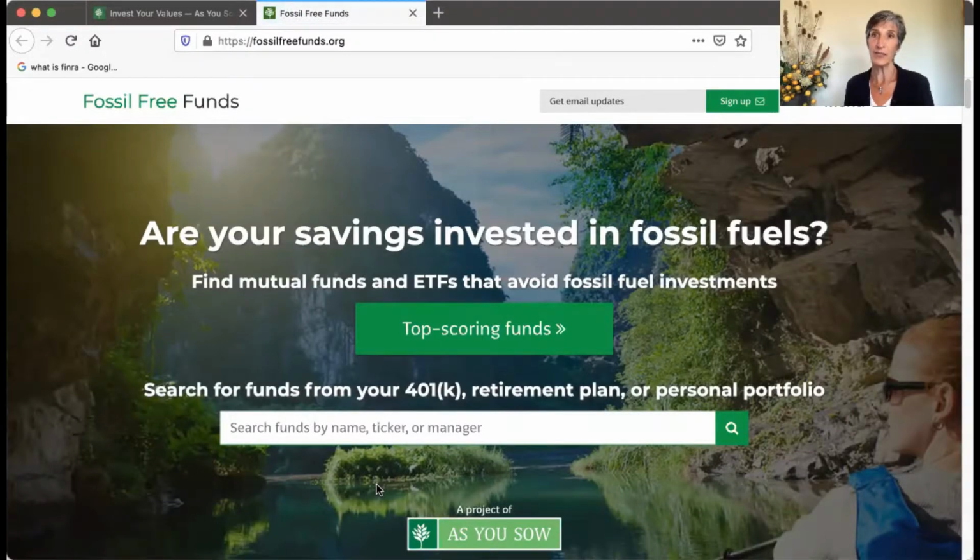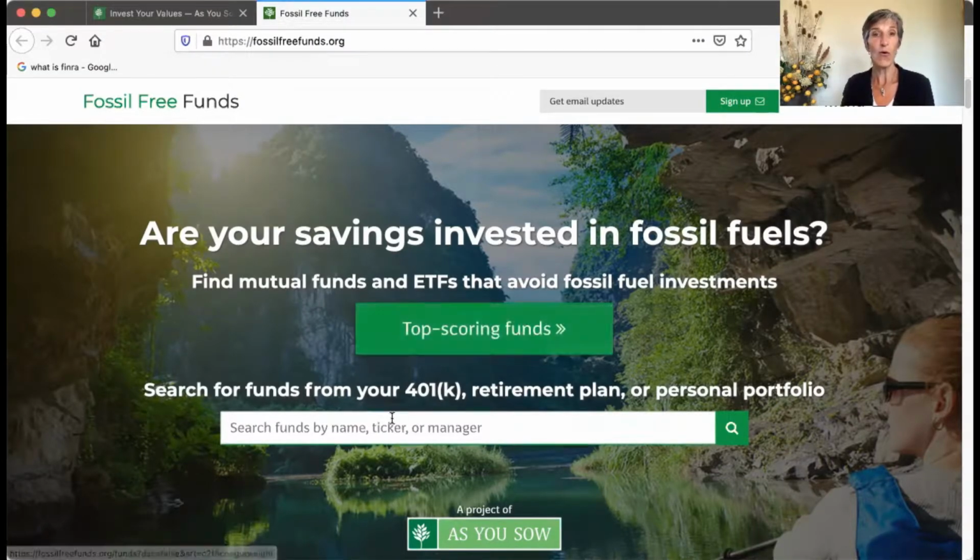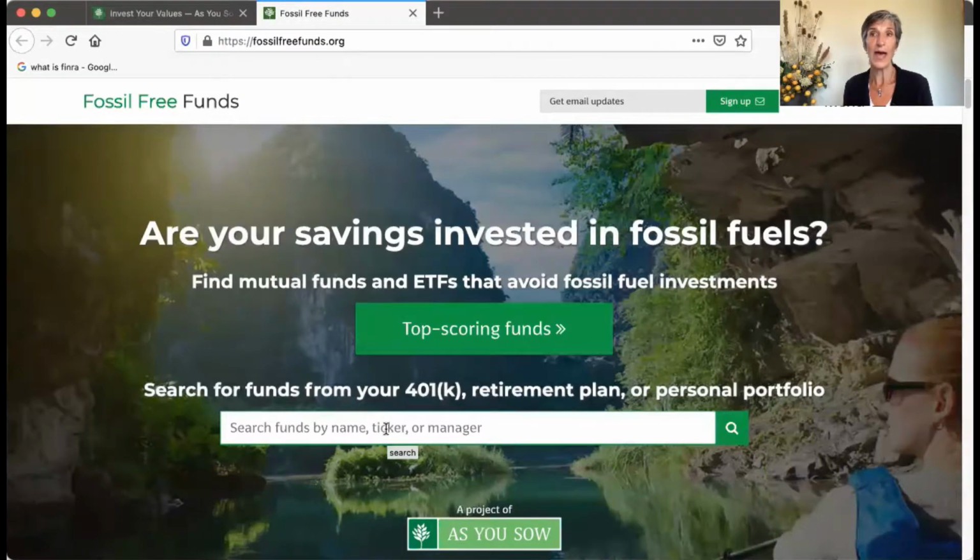And you can see in this screen that you have a couple of choices. Either you can click here and look at all the top scoring funds, or you could actually enter the name of a particular fund that you have or use its stock ticker here. And as a reminder, the ticker is simply usually a 5-letter acronym for stock funds. That is a shorthand to name that fund.